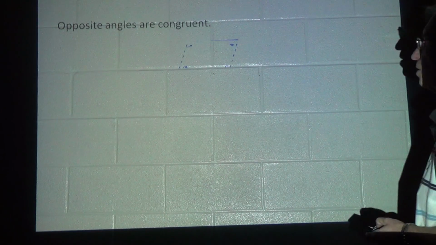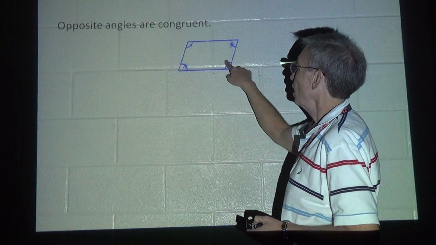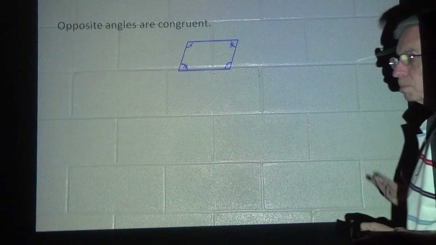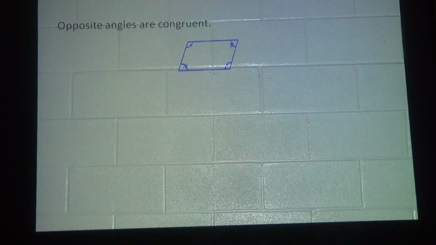All right. Opposite angles are congruent. Okay, so what this means is if the angles are opposite each other, they are the same. Now this is true just for parallelograms and any of that subset. That is not true of a quadrilateral in general. Quadrilaterals in general do not have this specific characteristic.